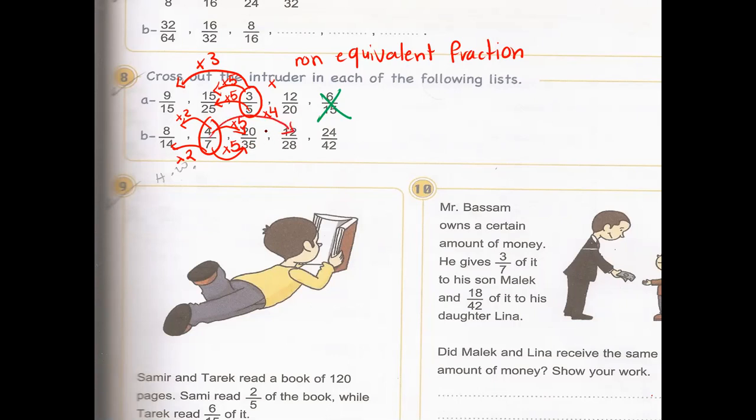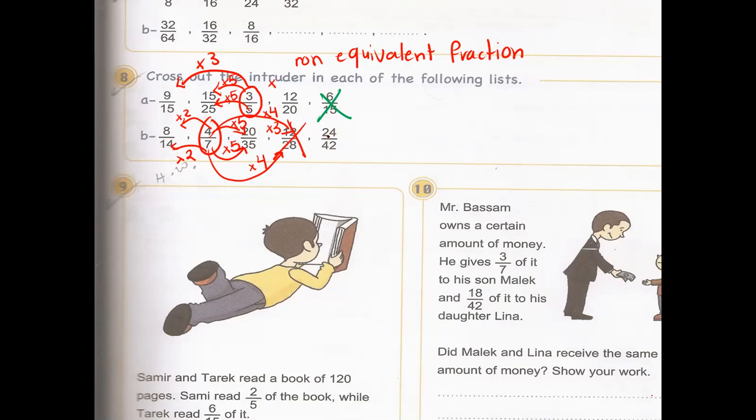12 over 28. 4 times which number equals 12? 3. And 7 times which number equals 28? 4. We multiplied up by 3 and down by 4. So non-equivalent. I will cross it. It's the intruder. We still have 1. 4 times which number equals 24? 6. And 7 times which number equals 42? Also by 6. So they are equivalent.